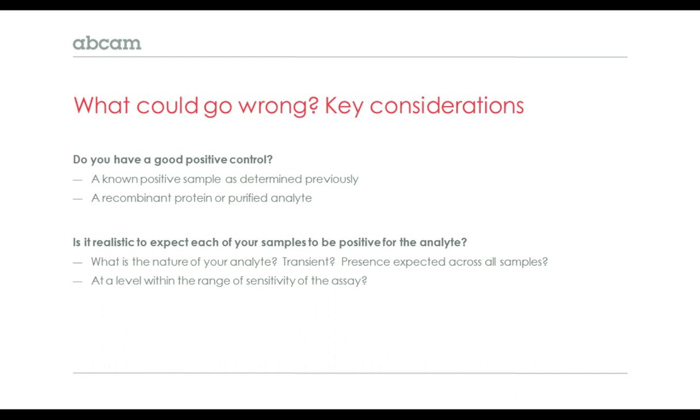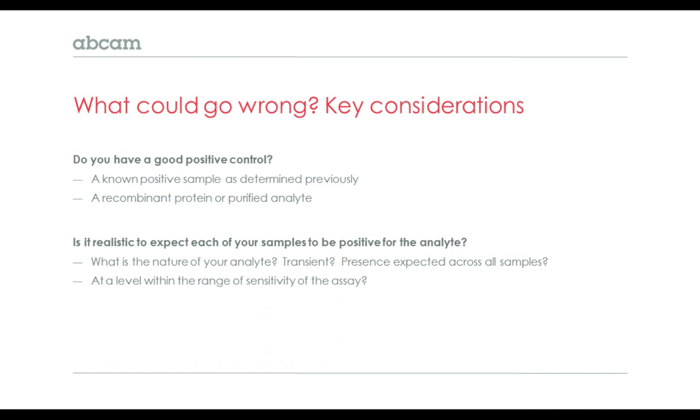What kind of things could perhaps happen is, what are some of the questions we will typically get and talk to people about? Do you have a good positive control? Do you have a known positive control sample, a biologic that has been in some other assay shown to have a good level of the analyte you're interested in? Or perhaps you have a recombinant protein or purified analyte that is separate from that provided as a standard in the kit. That's always a nice way to make sure that you're properly picking up a signal.